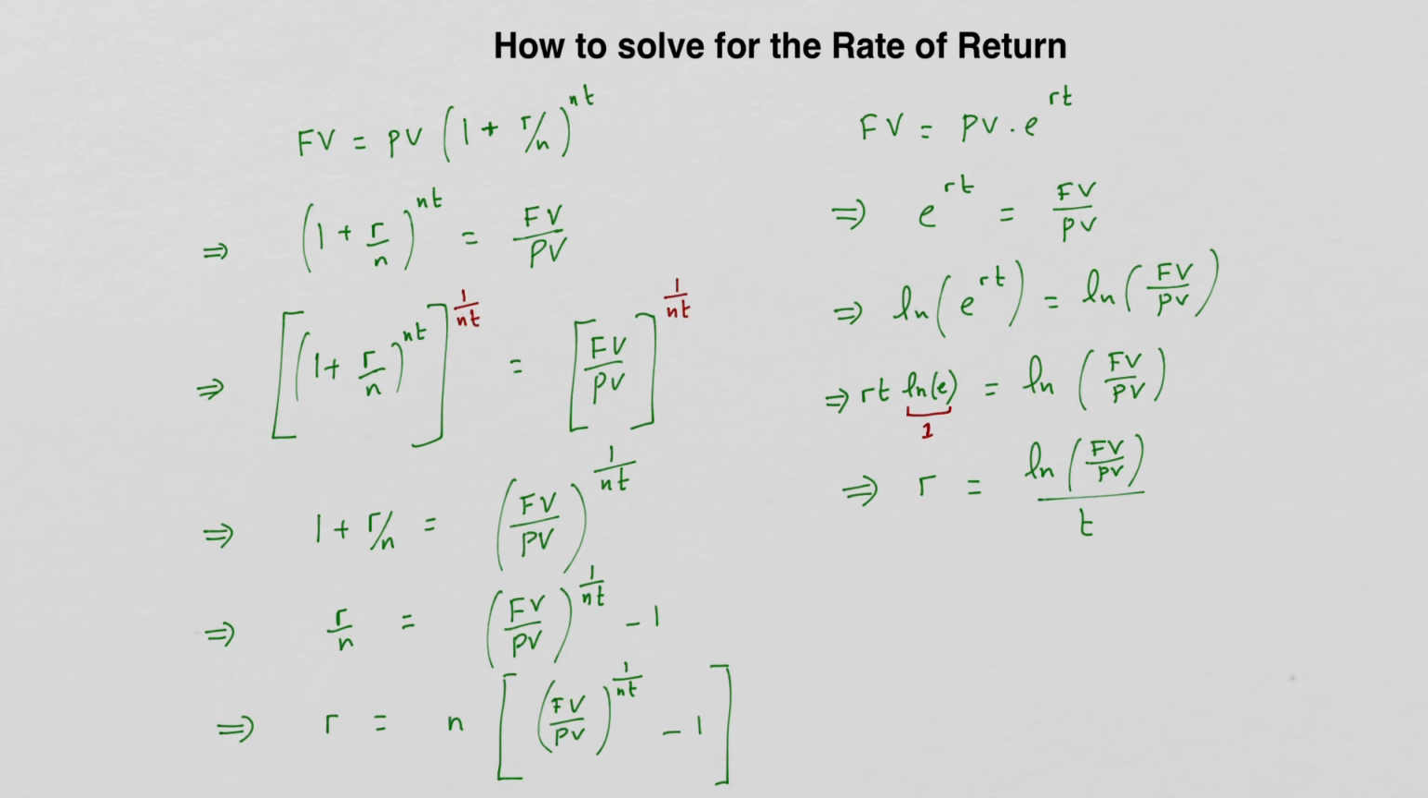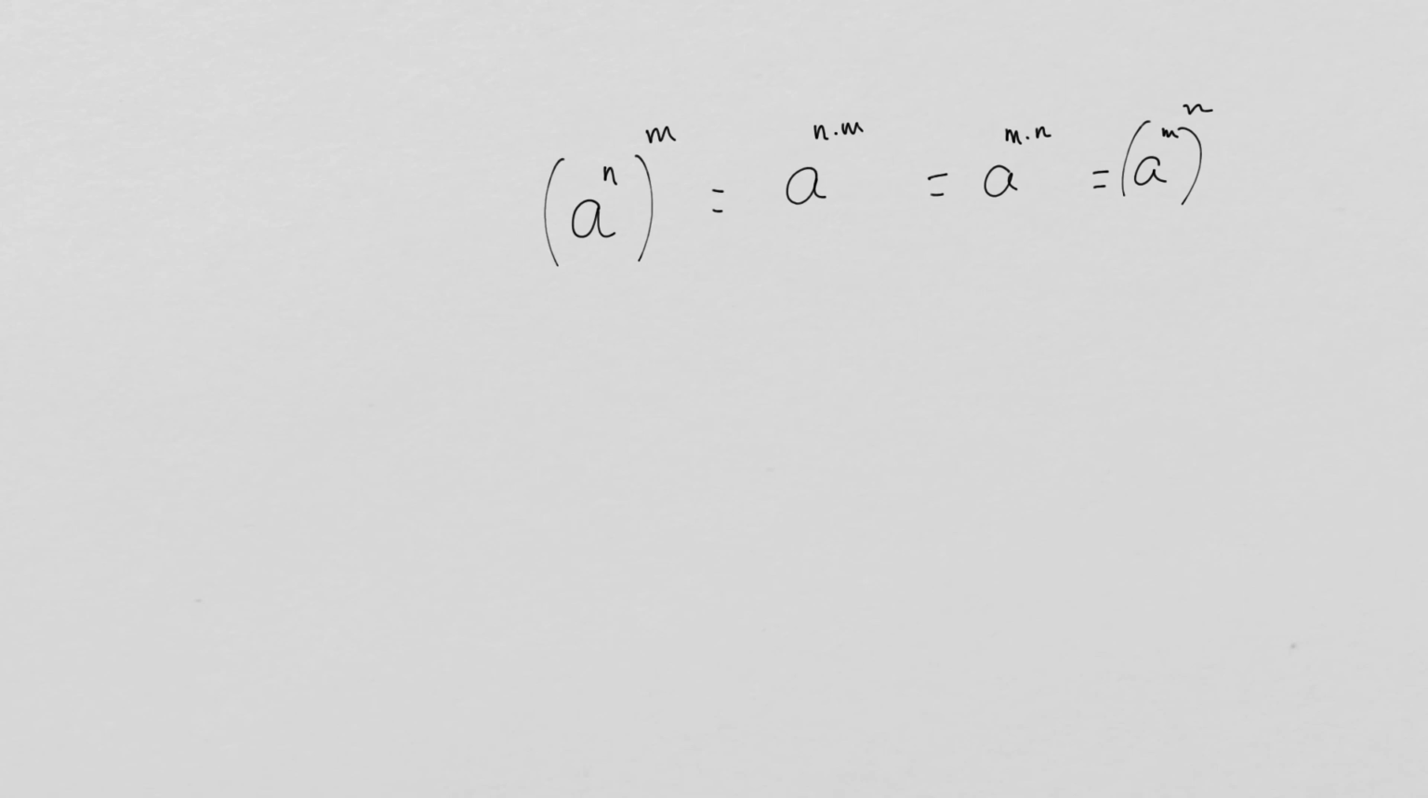And I did it in red. Why is this true? Why did I do this? Because you know that a to the n to the power of m is the same thing as a to the n times m. As a side note, by the way, it is also a to m times n because multiplication is commutative, which is also this, right? Which means you can interchange these. This has nothing to do with the course, by the way, but just a side note.